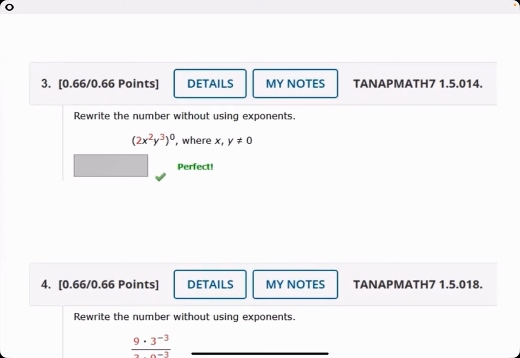Number 3, rewrite without using exponents. Okay. It looks to me like we're raising this entire thing to the 0 power. So this is just an assessment in powers of 0. When you have anything to the 0 power, it's equal to 1. So no matter what it is, raised to the 0, I reckon, should just equal 1.